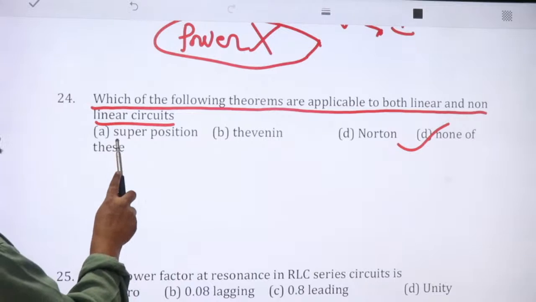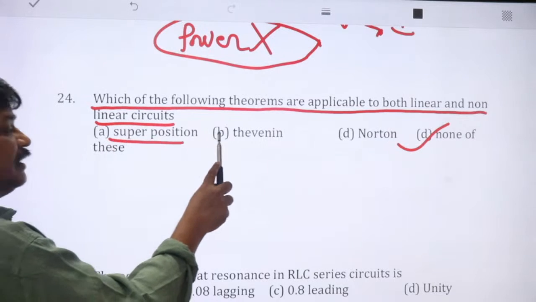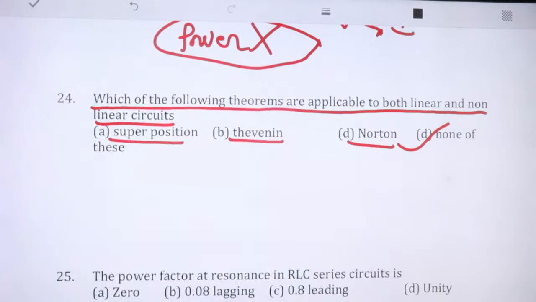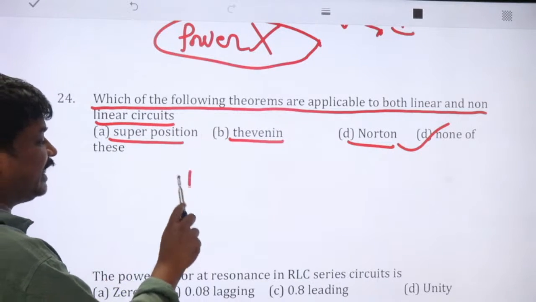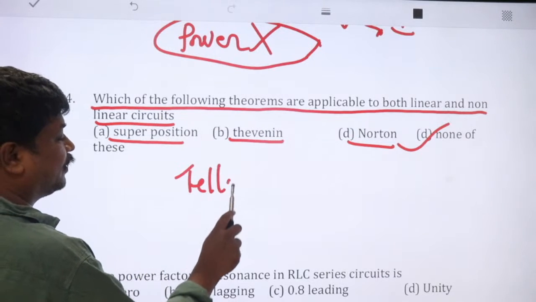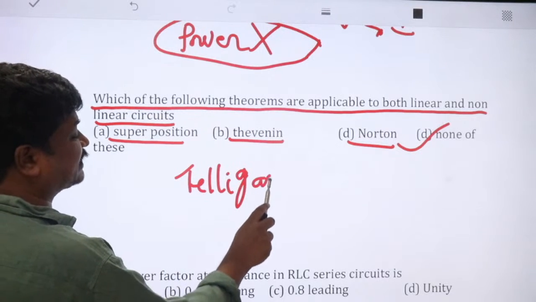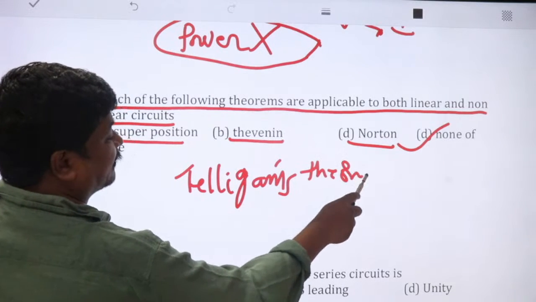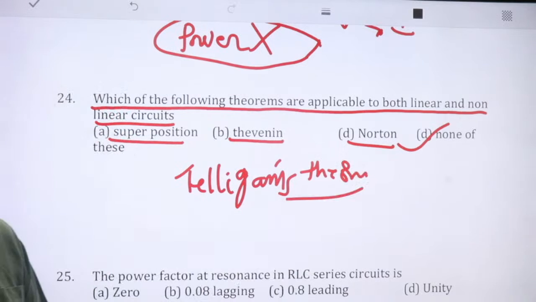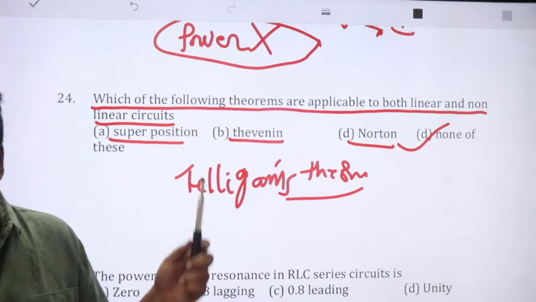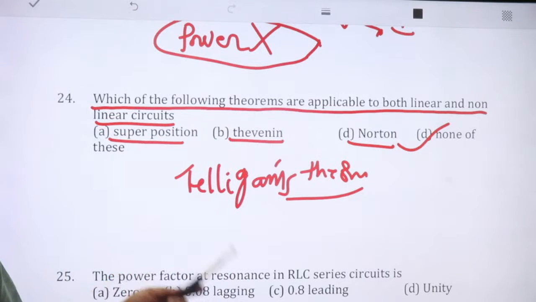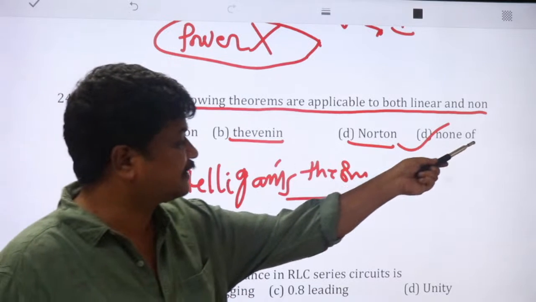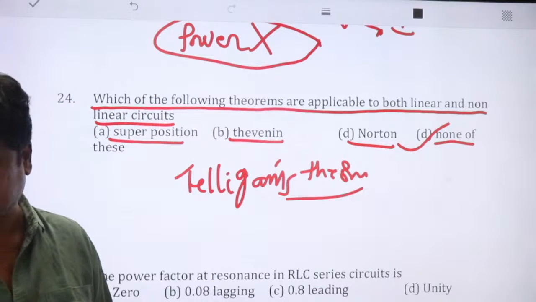Why? Because superposition theorem is linear. Thevenin's theorem is linear. Norton's theorem is linear. Non-linear means Tellegen's theorem. The answer should be Tellegen's theorem. This is the important one. Tellegen's theorem can be applied for both linear and non-linear. Here that option is not available. Yes, Venkat Gowda, right. But as far as the answer is concerned, none of these is the right answer.